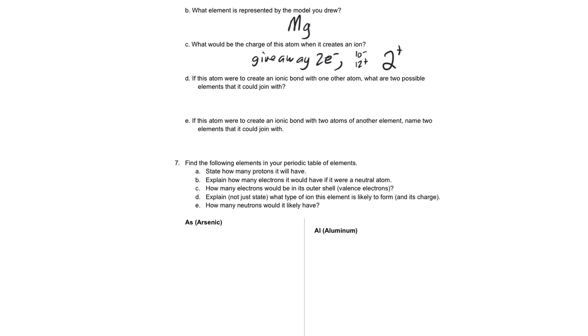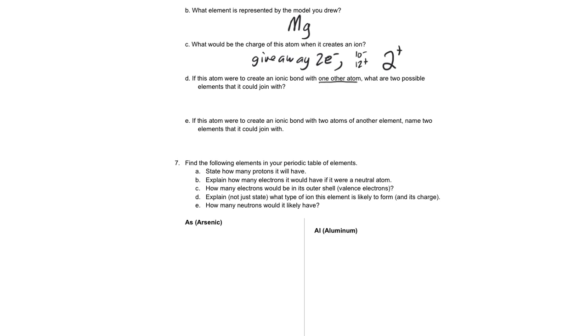If this atom were to create an ionic bond with one other atom, what are 2 possible elements that it could join with? So here's the key, it says one other atom. So I need to find something. Magnesium wants to give away 2 electrons. I need to find a type of element that wants to take 2 electrons.